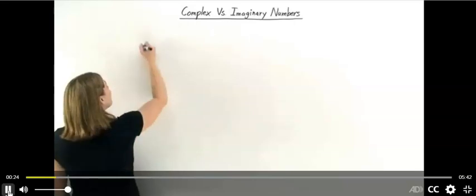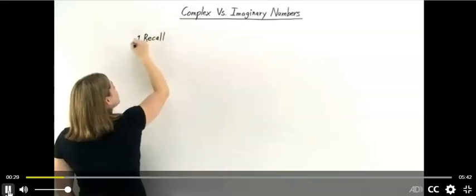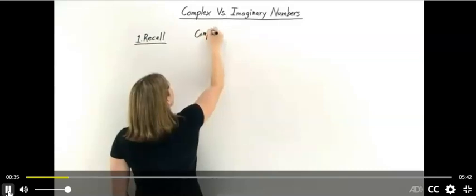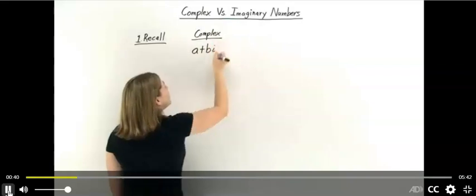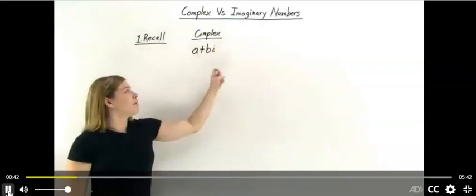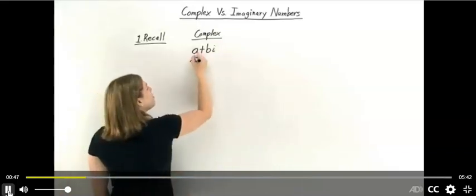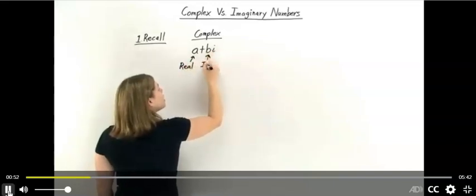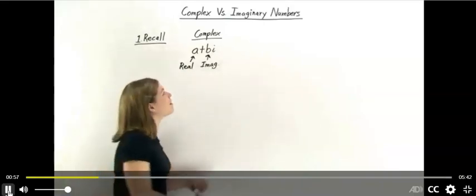So let's go ahead and take a look at one of the most popular opinions that holds in the math world. To do that, we need to recall the definitions for a complex and an imaginary number. A complex number is a number that can be written in this form, a plus bi, where a and b are both real numbers and i is the imaginary unit, the square root of -1. Now, a complex number is made up of two parts, a real part a and an imaginary part bi. Put those together and you get a complex number.